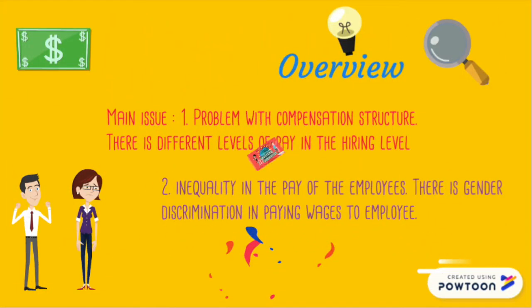Okay. Now, we begin with the overview of the case. This case study evaluates internal consistency of Alpha Service. The main issue is, firstly, the problem with compensation structure. There is different level of pay in hiring level. The second one is an inequality in the pay of employees. There is difference of pay between male and female employees.